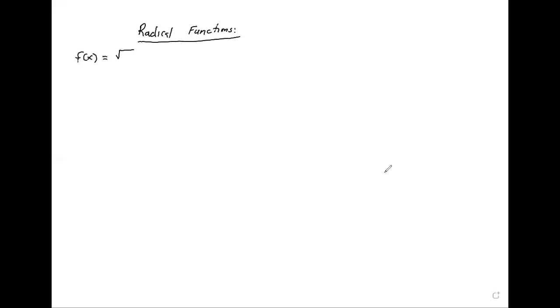So an elliptical function is a function of this nature: f of x is equal to root of something. Now we have four families of these functions. The first one is f of x is equal to a plus root of bx plus c, with b greater than 0.